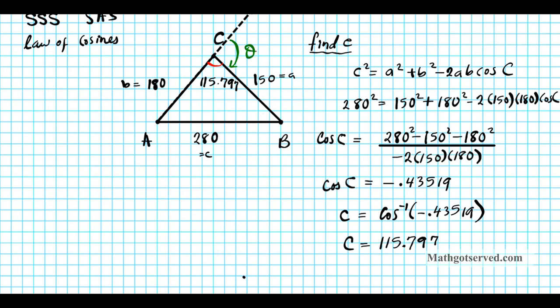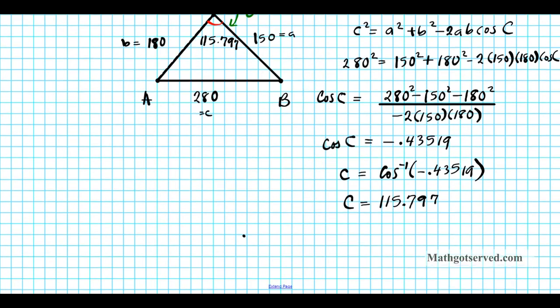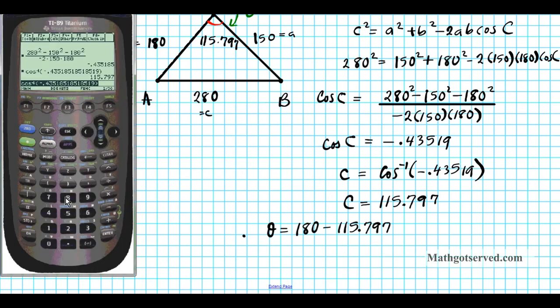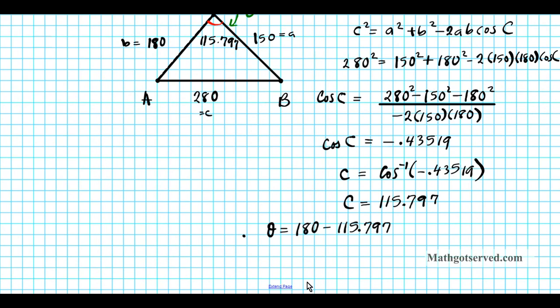Let's call it theta. So we have theta is equal to 180 minus the measure of angle C, 115.797. Alright, let's put that in our calculator and see what we get. So 180 minus our previous result, and the answer is 64.2.